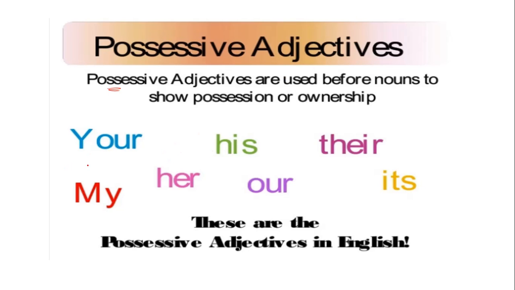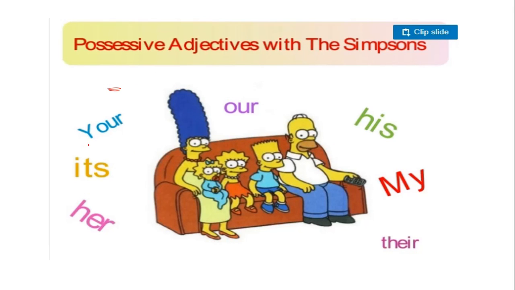It tells you that something belongs to someone. As you can see here, your, my, his, her, our, their, its. These are the possessive adjectives which are used in English. The possessive adjectives answer the question whose. The question whose is answered: whose house, whose dress, your dress, her house.